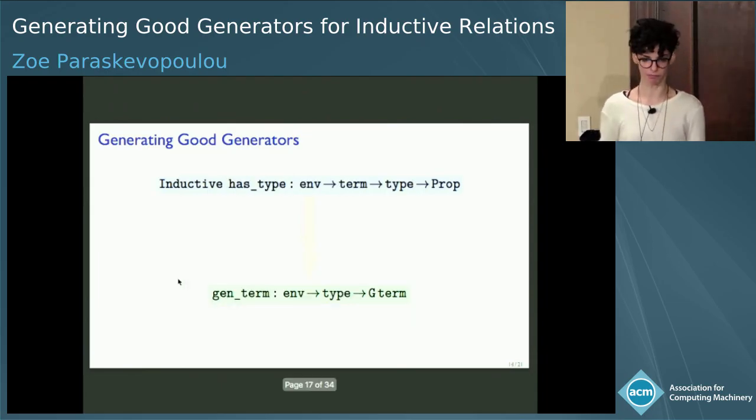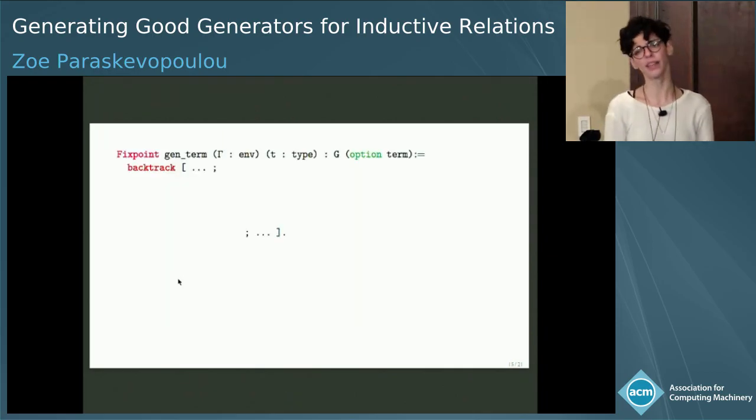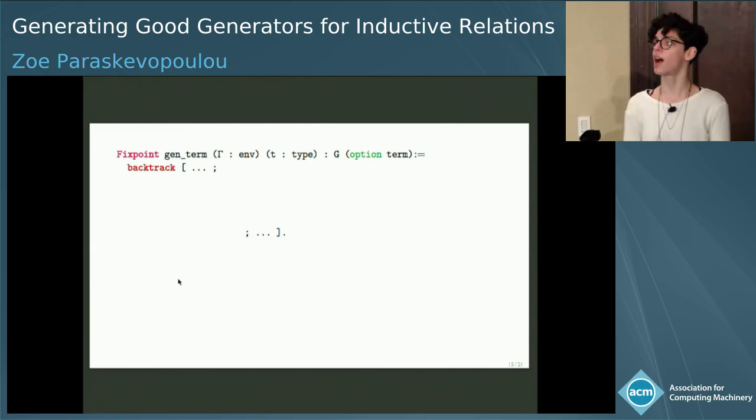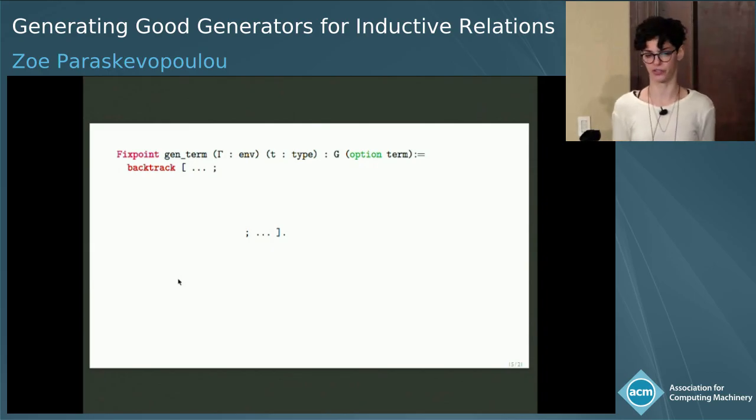Back to our example, given the inductive relation has type, we will automatically obtain a generator that generates only well-typed terms, and it can potentially generate all well-typed terms. And I will give you a small hint of how these generators look. The idea is that for each constructor of the relation, we will generate a subgenerator that satisfies this relation via this constructor.